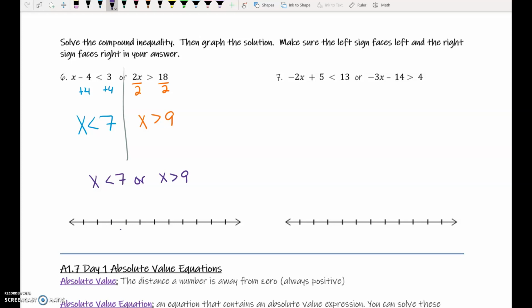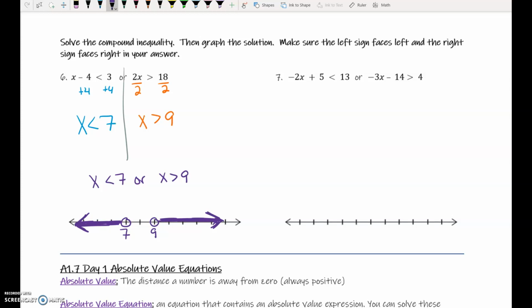So I'm going to put 7 somewhere on here. I'm going to put 9 somewhere. Oops, yep, that's the correct way. For a minute, I thought I was dealing with negatives. Open circle on both. X is less than 7. That means we shade left from the 7. X is greater than 9, so we shade to the right from the 9.